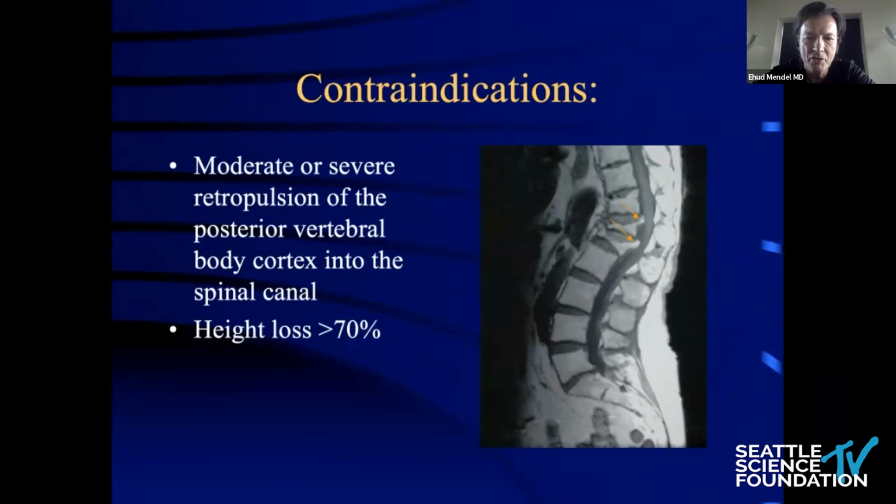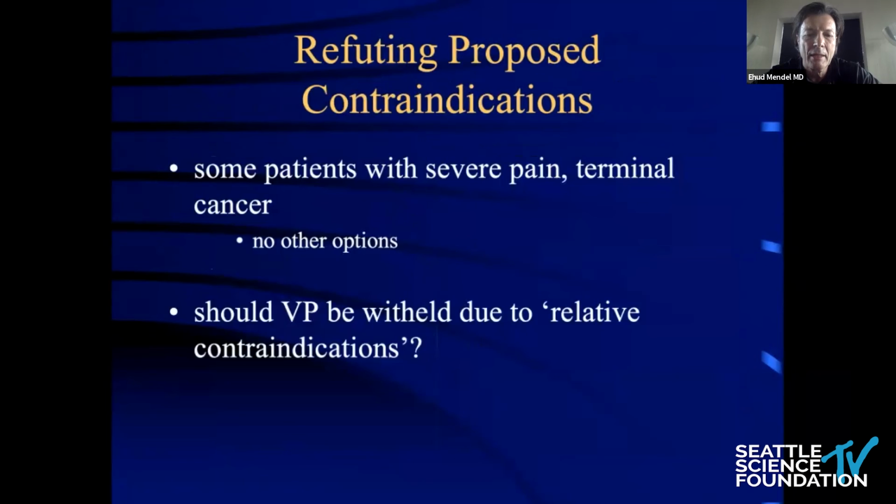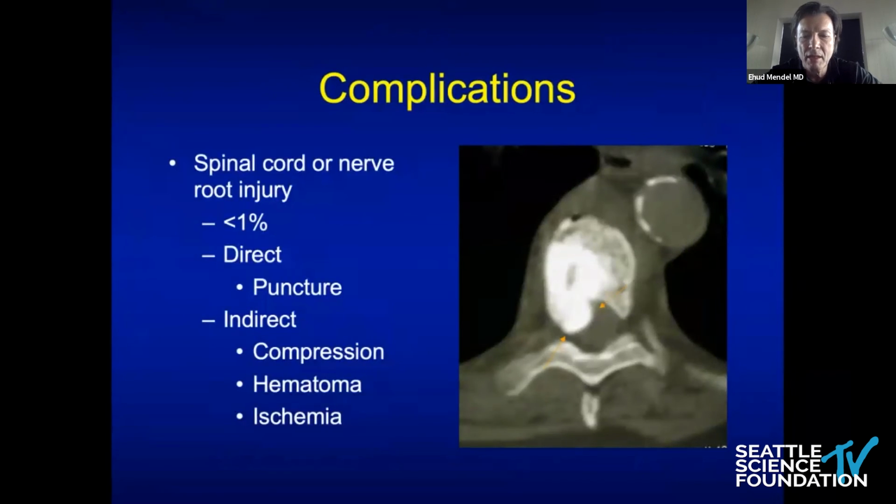There are contraindications to do it. Some of those contraindications are related to the amount of fracture, the amount of canal compromise, and breakage of the posterior elements with a worry for leakage of cement through the back. You can see right here, the back wall is missing. There's a risk that as you inject cement, some of that cement with no posterior wall can leak into the canal.